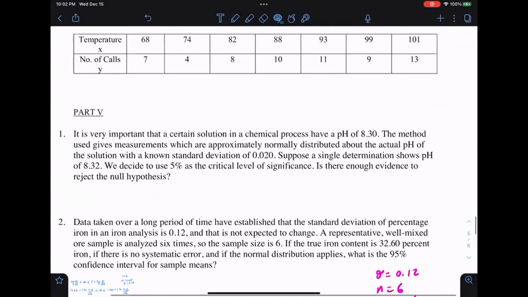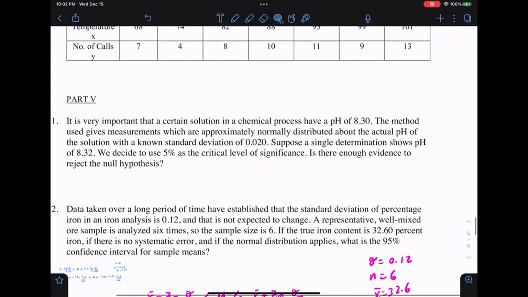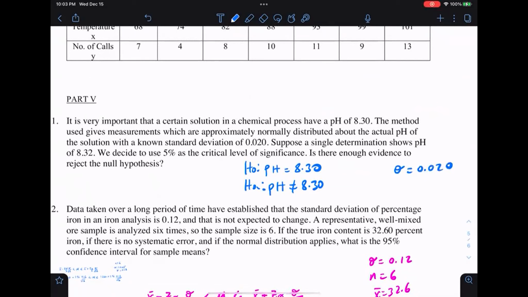It is very important that a certain solution in a chemical process have a pH of 8.3. So the null hypothesis is pH equals 8.3, and the alternative is pH not equal to 8.3, right? The method used gives measurements which are approximately normal, with a known standard deviation of 0.020.